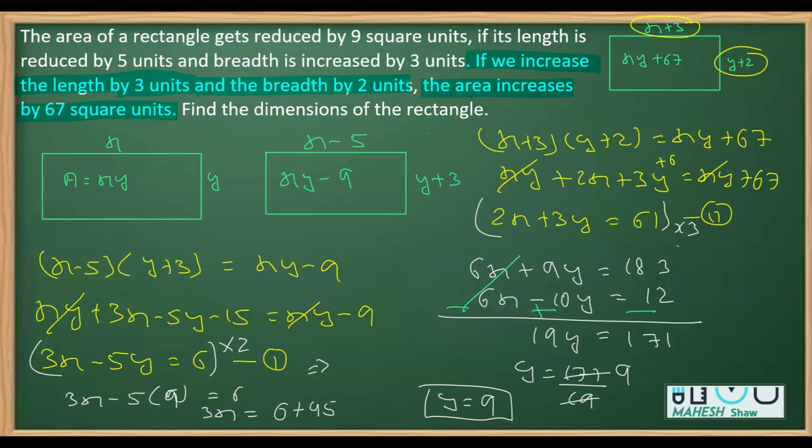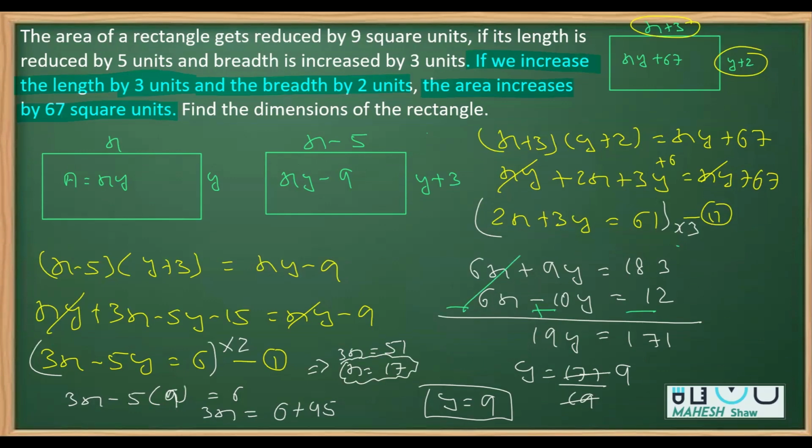I'll use this space only. So we have 3x is equal to, adding this, is 51, right? So x comes out to be 51 divided by 3. Is it 17? Has to be, right? So 51 divided by 3 is 17. So we got the value of x.